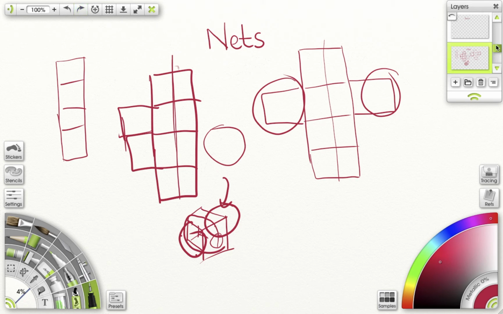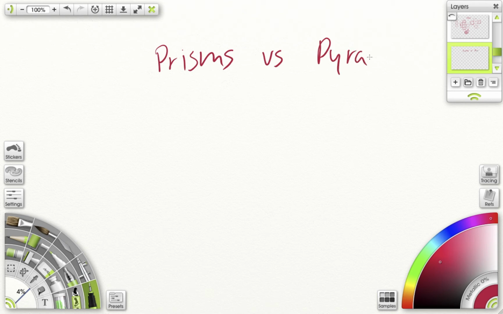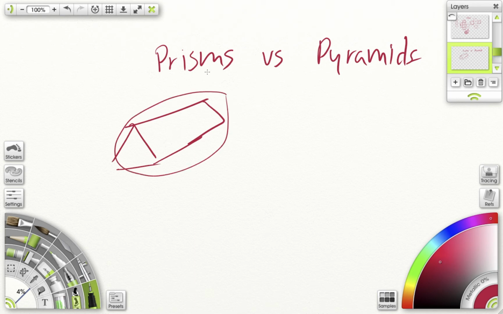I also want to talk about the differences between nets for cubes and nets for prisms versus pyramids. First of all, let's look at this shape right here. Is this a prism or a pyramid? It's a prism. Is this shape here a prism or a pyramid? It's a pyramid.